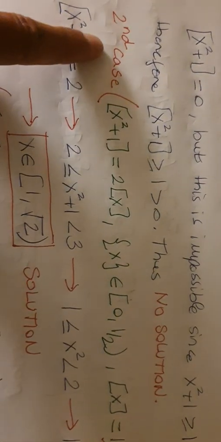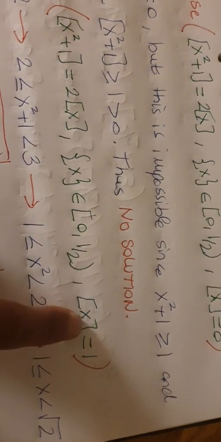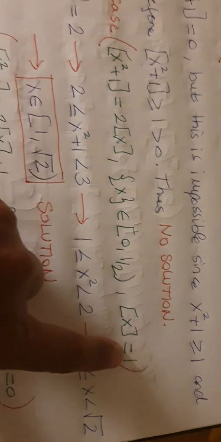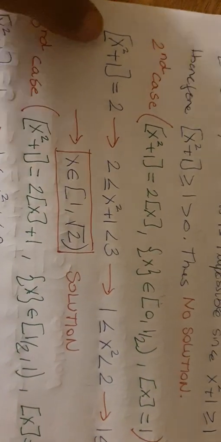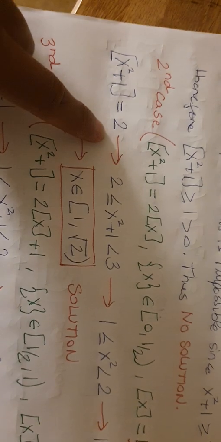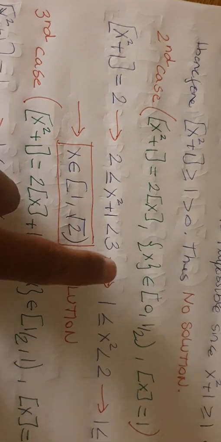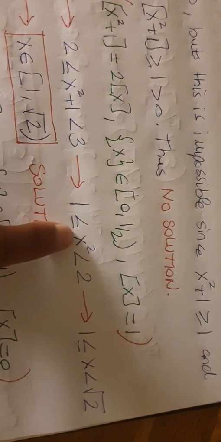All right, the second case, still we have this equation under this condition, and now we have the integer part of x is equal to its other value, namely 1. So now in this case, if the integer part of x squared plus 1 is equal to 2, according to the definition, then x squared plus 1 lies between 2 and 3, which means that x squared lies between 1 and 2, which means that, since x is positive, x lies between 1 and the square root of 2.